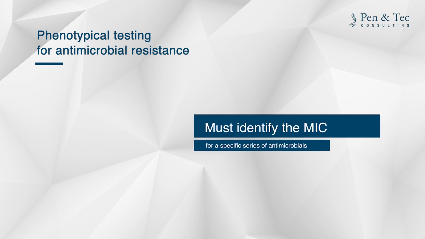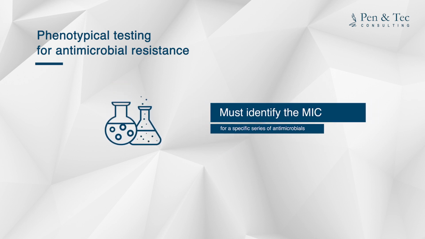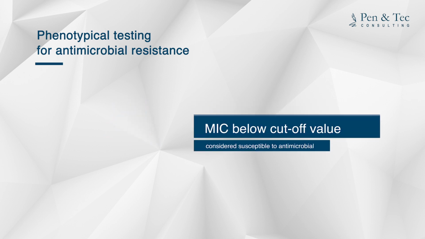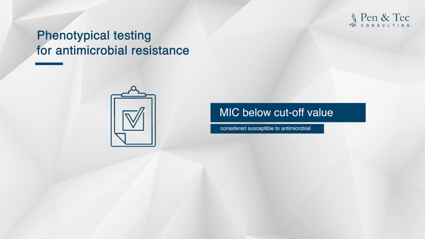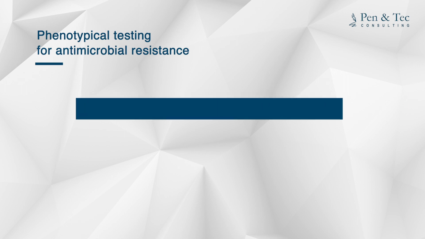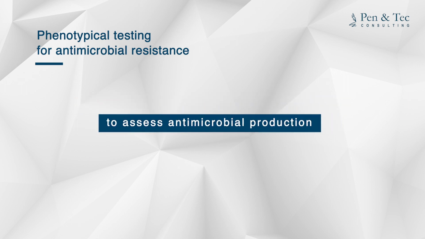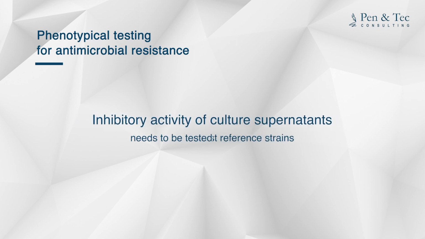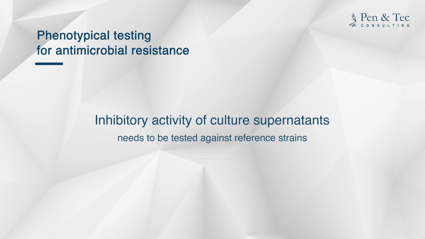Phenotypic testing must identify the minimum inhibitory concentration for a specific series of antimicrobials. When the MIC is below a certain cutoff value, then the microorganism is considered susceptible to the specific antimicrobial. Phenotypic tests should be performed to assess antimicrobial production. The inhibitory activity of culture supernatants needs to be tested against reference strains with a known susceptibility to a range of antimicrobials.